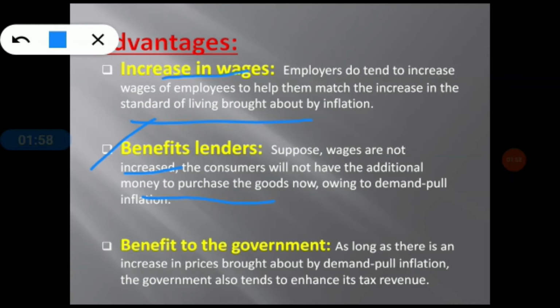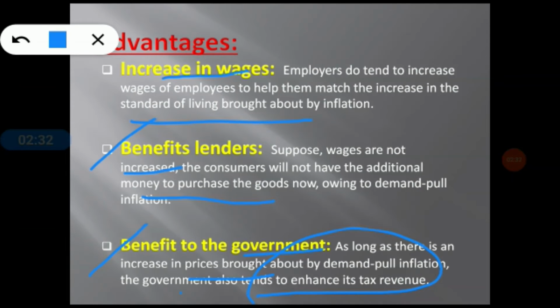Now going to the last advantage, that is benefit to the government also. As long as there is an increase in prices brought about by demand pull inflation, the government also tends to enhance its tax revenue, and the real value of the government debt shall be eroded by inflation, and the government will stand in a benefited position. So I think it is clear to everyone.